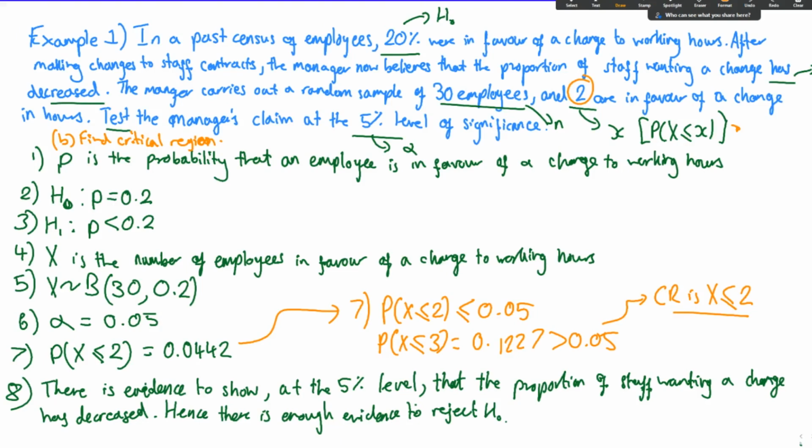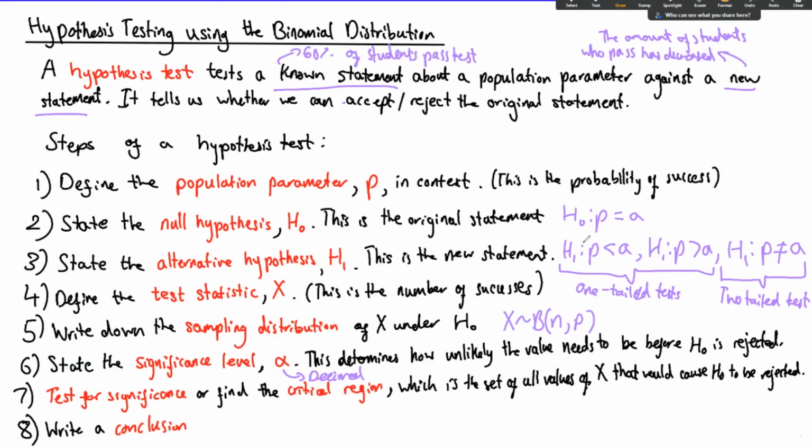If you have a lot more values, you can also use, on your calculator, the list option, which gives you all the values for different x's here, or lowercase x's. Okay, so that's the process we take on a one-tailed test.